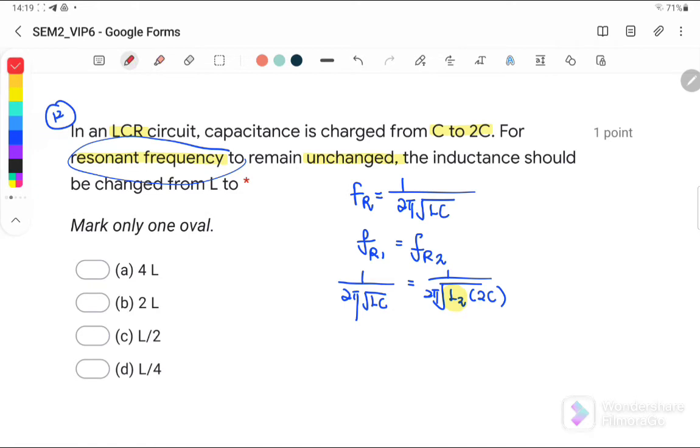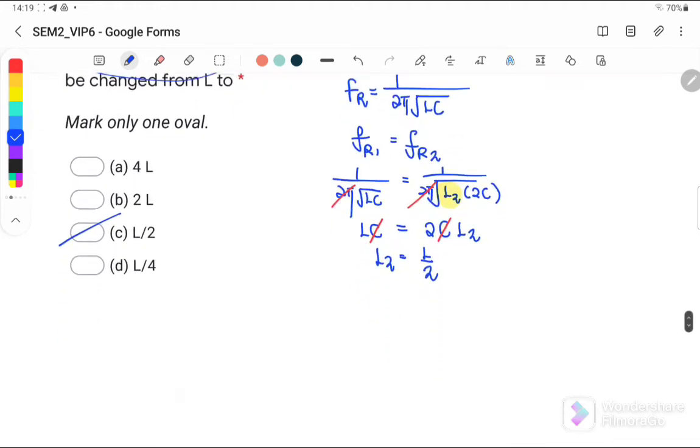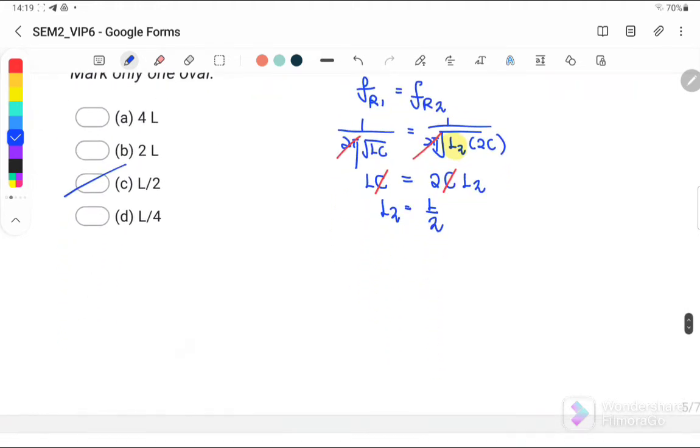We can cancel off 2 pi and 2 pi. Therefore LC is equal to 2C times L2. Since C is equal on both sides, we can cancel it off. Therefore L2 is equal to L over 2, meaning the inductance should be changed from L to L over 2. So the answer here is C.